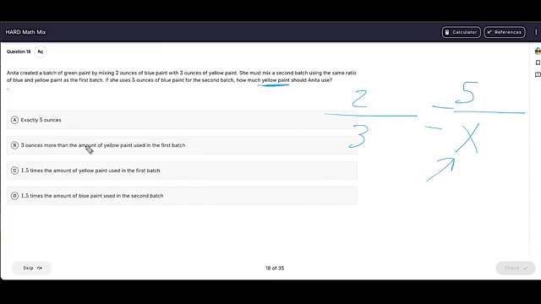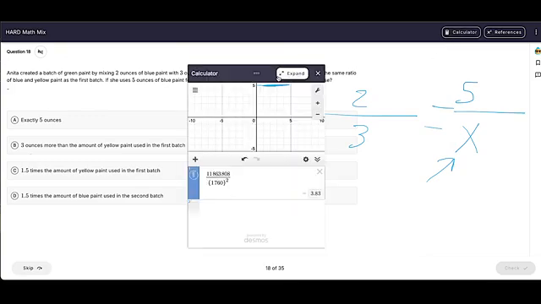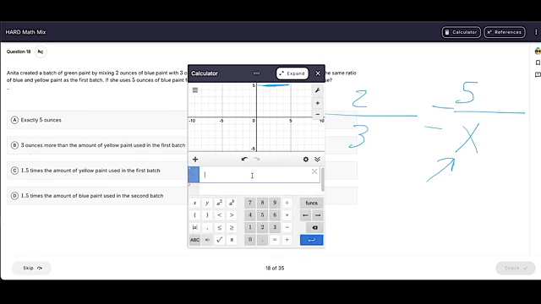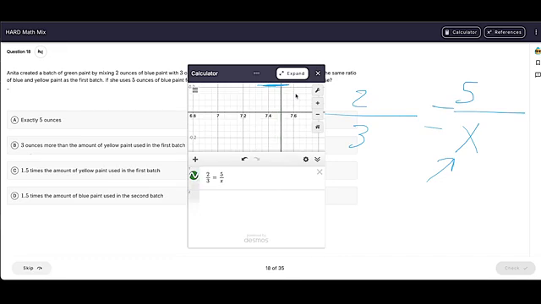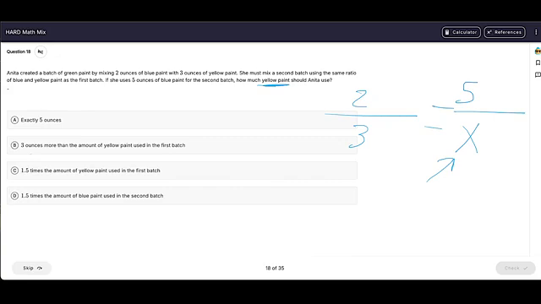But then when we look at the answer choices, we have these comparison answers, right? 3 ounces more, 1.5 times more, 1.5 times this. So we could definitely just throw this into Desmos and get X. In fact, let me show you that real quick. We could also cross multiply, but again, if you want to, you can always just 2 over 3 equals 5 over X. Then we know that X is going to equal 7.5. We can also just look at this and we can see that in order to get from 2 to 5, we had to multiply by 2.5. So then 3 times 2.5 would be 7.5. Anyway, so X is 7.5.